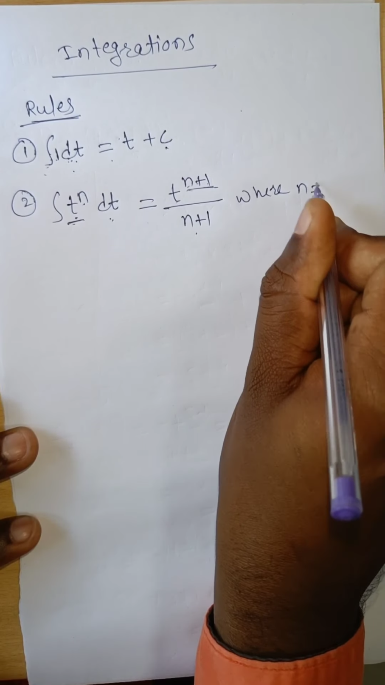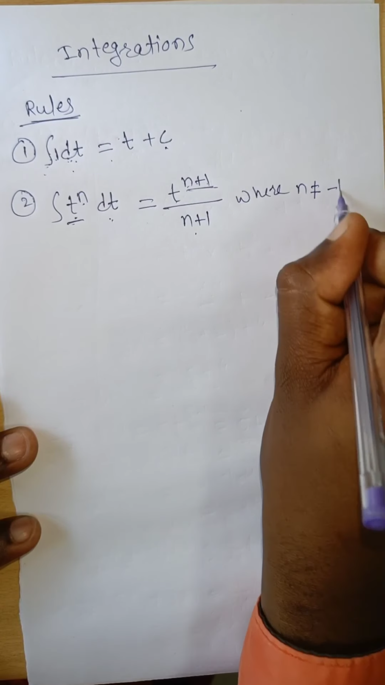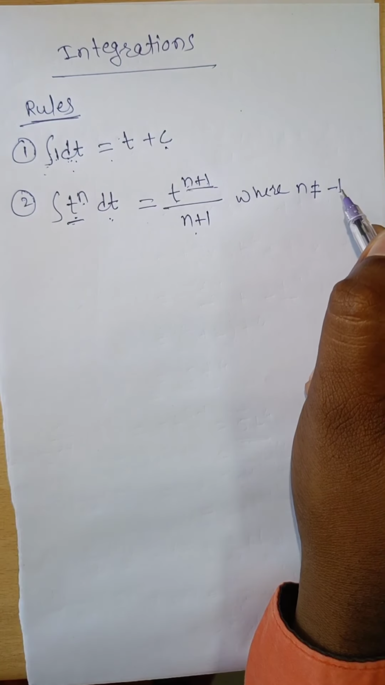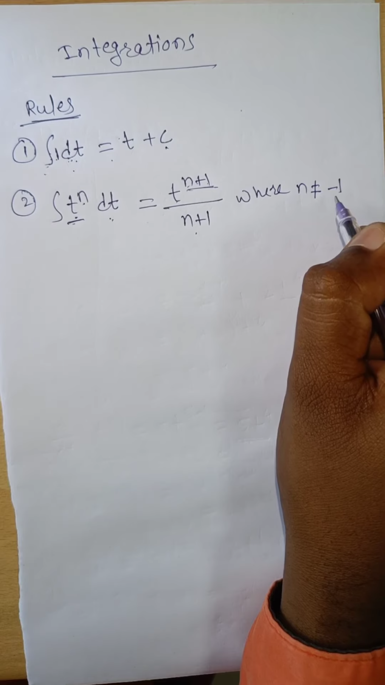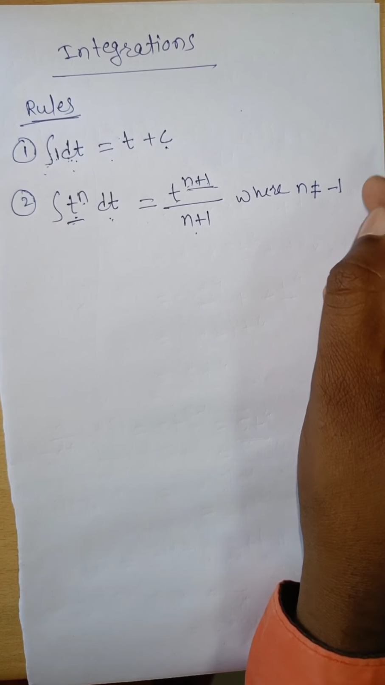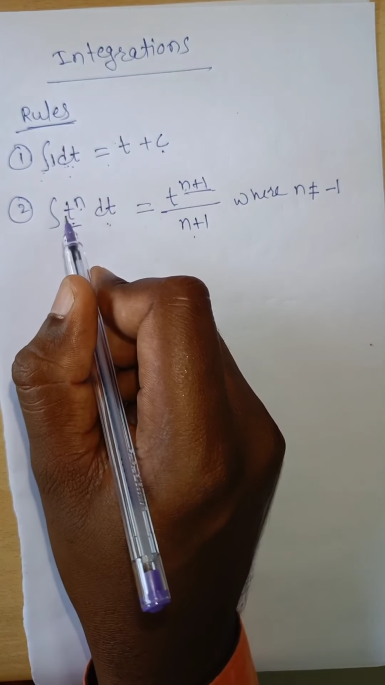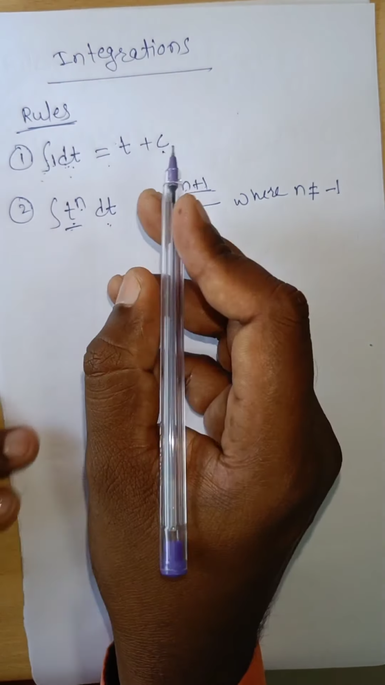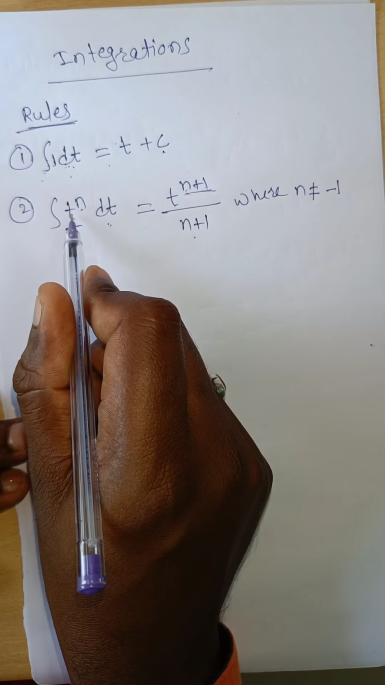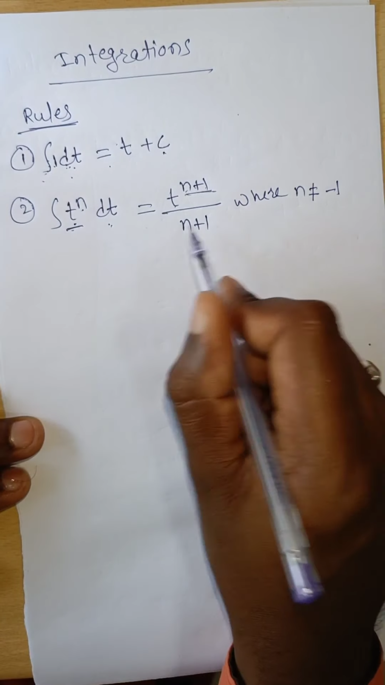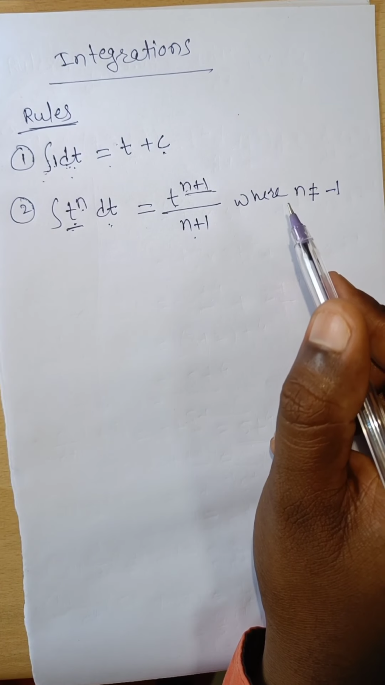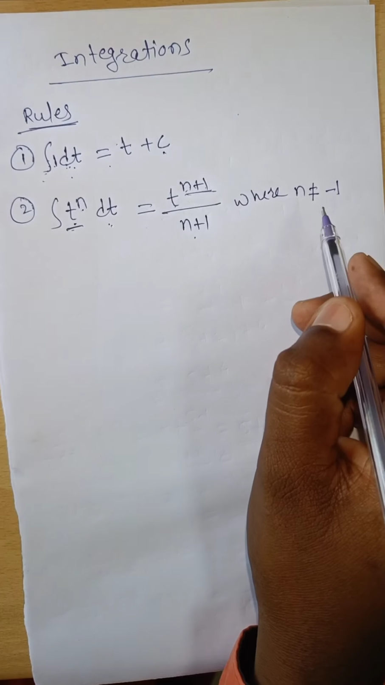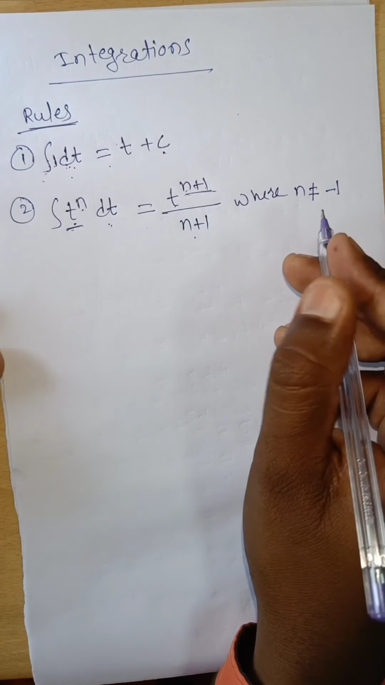Here n is not equal to minus 1, which means t to the power of minus 1 is not applicable. For t to the power of minus 1, this rule is not applicable; for all other values, this rule is applicable.